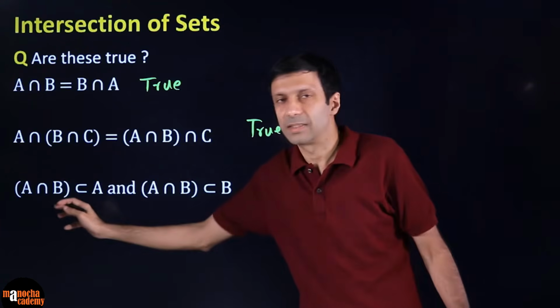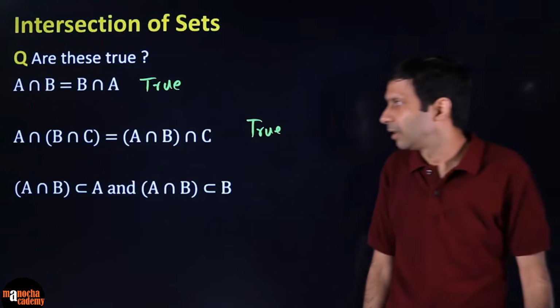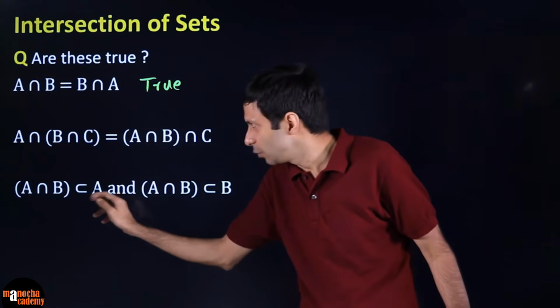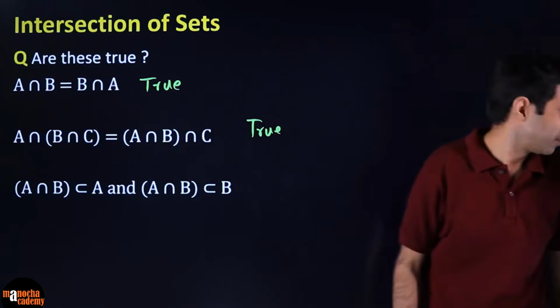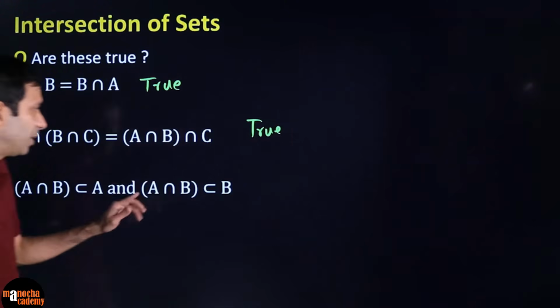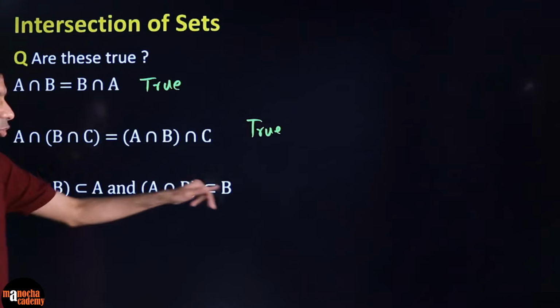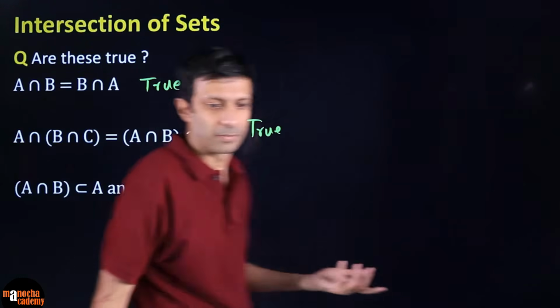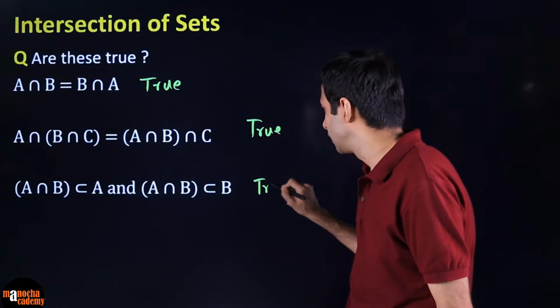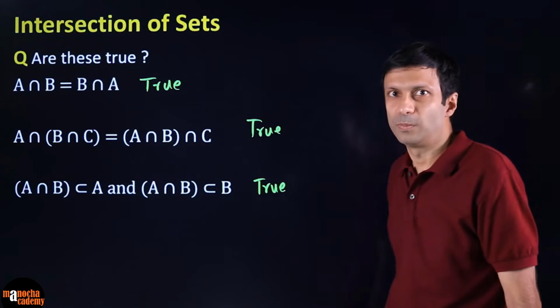And how about this? Take a look at the last statement. A intersection B, is it a subset of A? This notation means subset. So yes, is it a subset? True, very good. And similarly, A intersection B is going to be a subset of B. Clear? So in both these cases, again, this is making sense. This will be true.